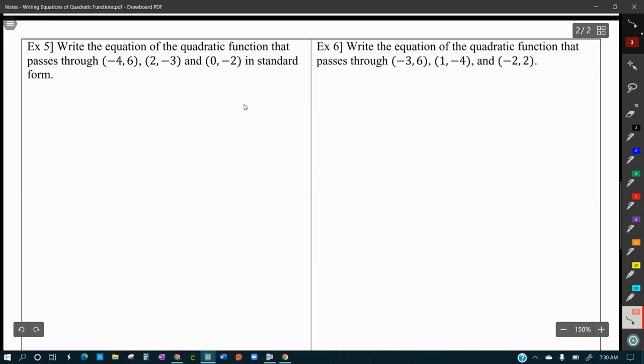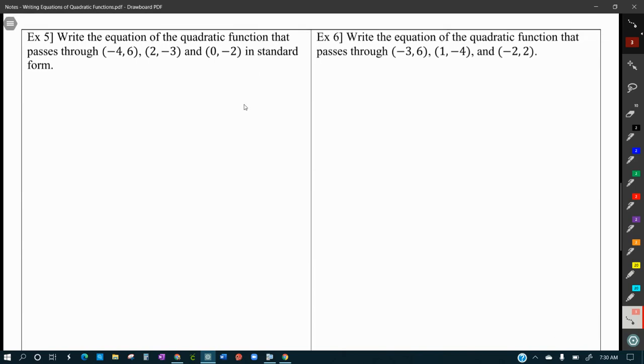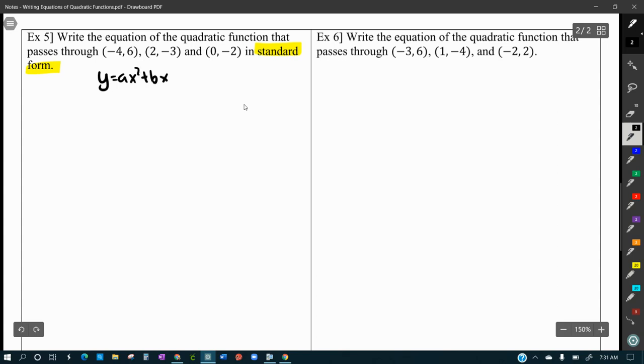Now let's look at 5 and 6. We've written in intercept form, we've written in vertex form, now we need to write in standard form. So write the equation of the quadratic function that passes through these 3 points in standard form. So your final answer needs to be in y equals ax squared plus bx plus c.